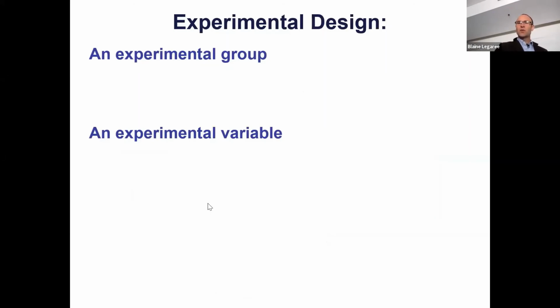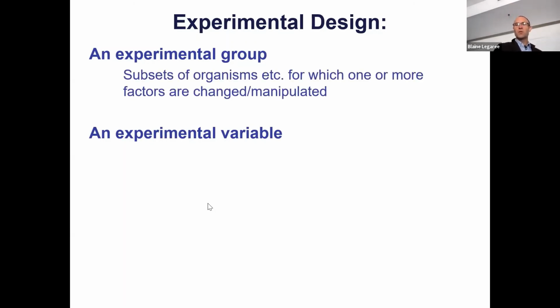So let's talk about good experimental design. Experimental design will include an experimental group. What do we mean by this? We mean the things that are being tested. So let's say you are testing a new drug and you want to test it on mice. Your group of mice is the experimental group.